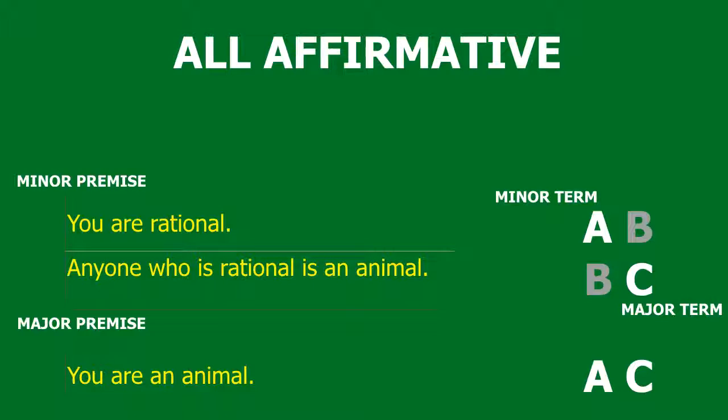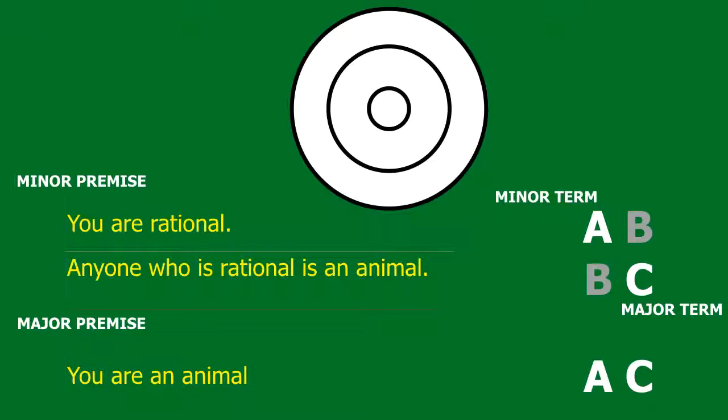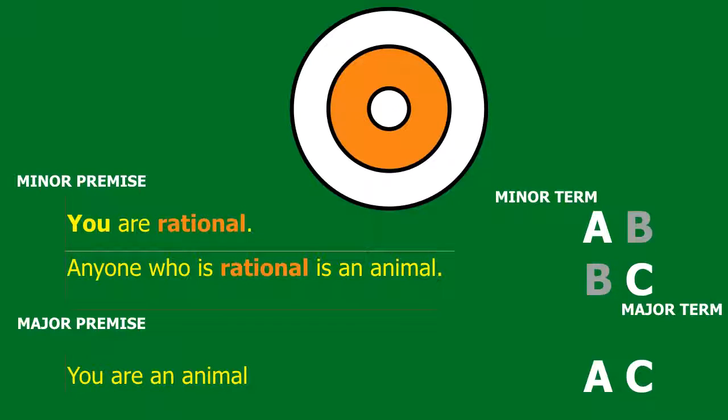Now, let's go through these terms one by one. Let's take the minor term. So the minor term is you. So let's consider the scope of this term. The term you only applies to one individual. You are rational. Middle term. The scope of rational things, the scope of this term, is wider than the scope of you, because you are one instance, in other words, of a larger set of things that are rational. There are many things that are rational. There's only one thing that is you.